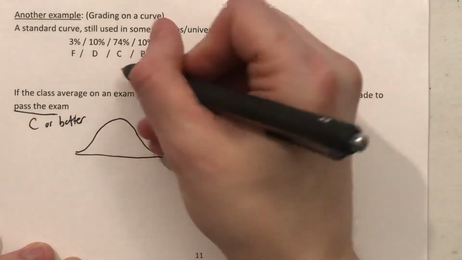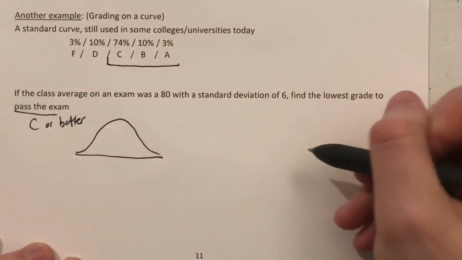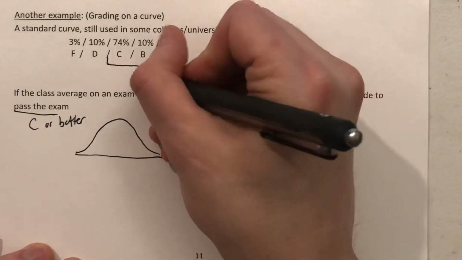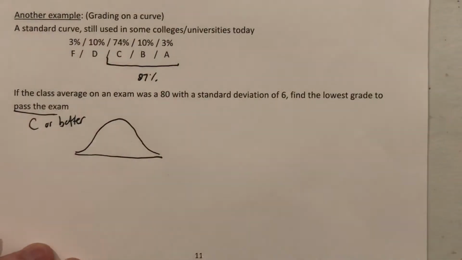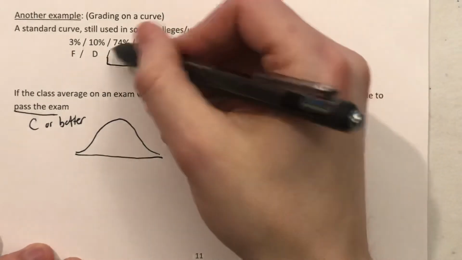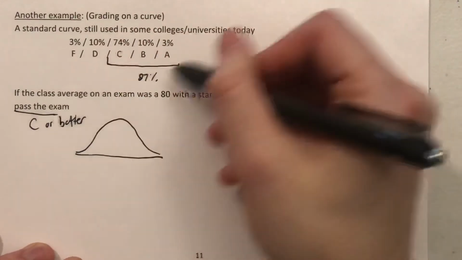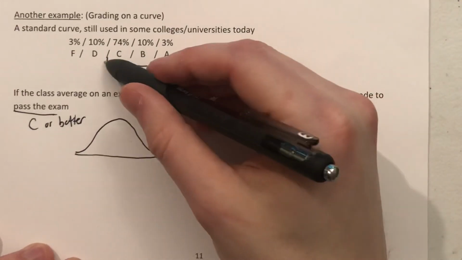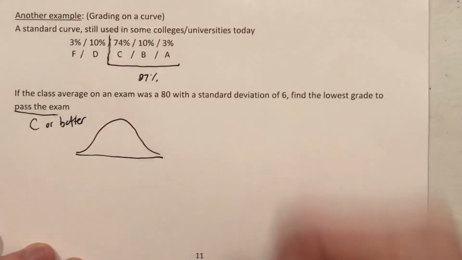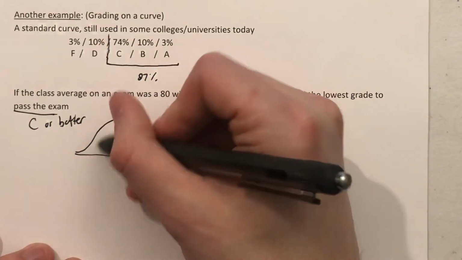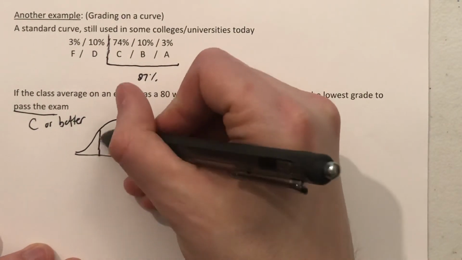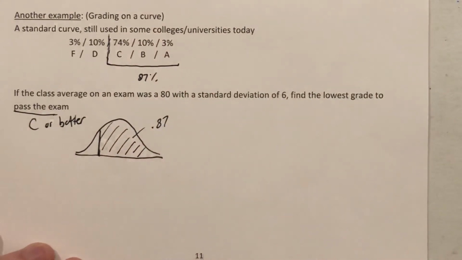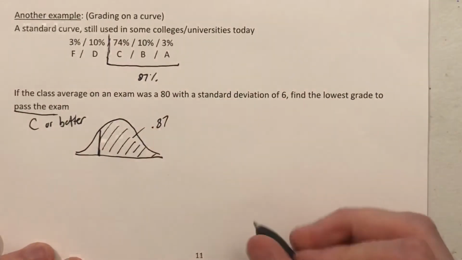Well, look up at this picture. C or better is all of that: 74 and 10 and 3. So a total of 87%, right? 87% of the students are going to pass this exam based on grading on a curve. That 87% should represent the area to the right of that cutoff point. So I want a line pretty low so that the area to its right represents 87% of the distribution.